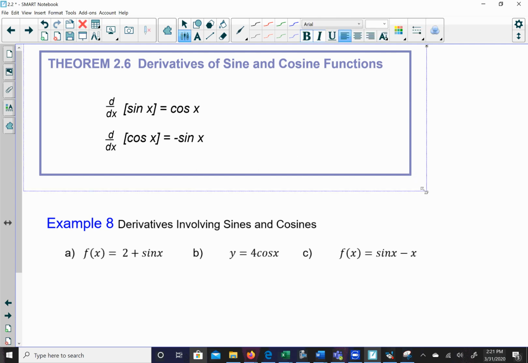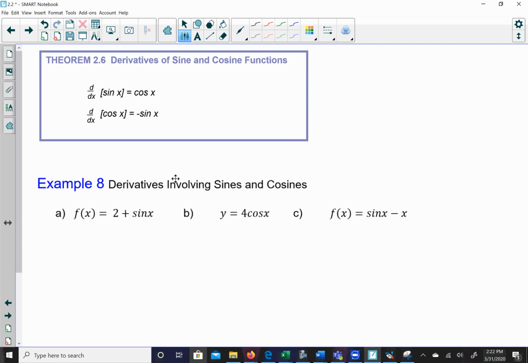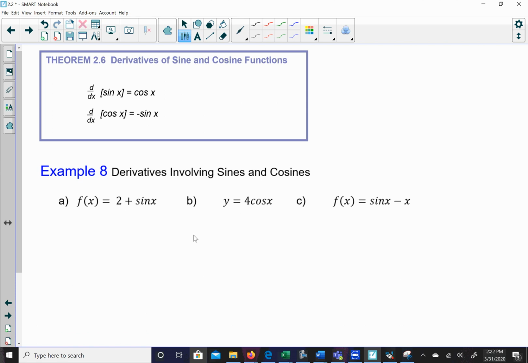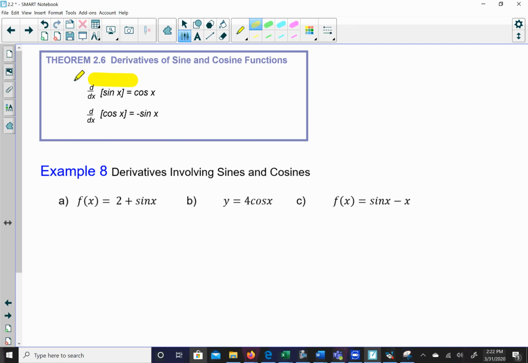The derivative of sine is, let me say that again, the derivative of sine is cosine. The derivative of the cosine is the opposite of the sine, or negative sine. I don't know what you need to do. Well, you need to memorize these.